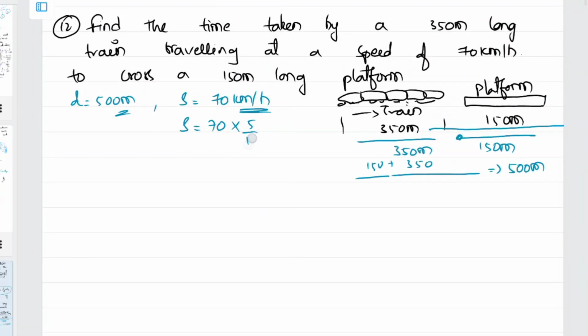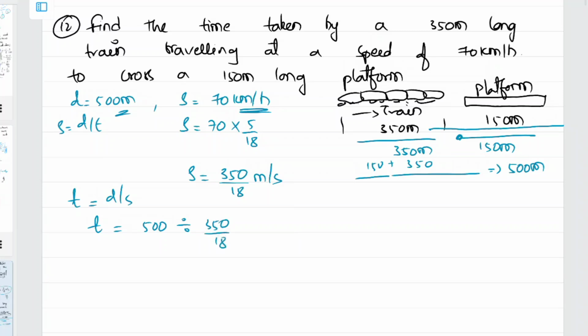So 5 by 18. What will be the speed? 350 by 18 meters per second. Speed is equal to distance by time, so time is equal to distance by speed. Time is equal to distance, 500 meters, divided by 350 by 18. So we can write time as 500 into 18 by 350.